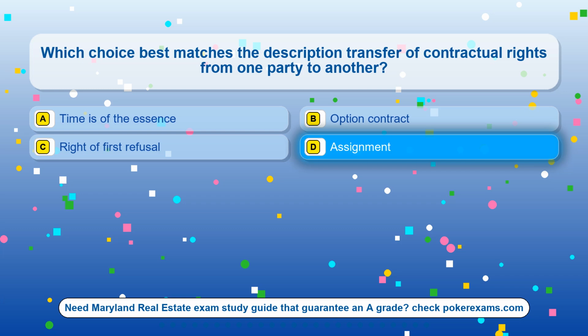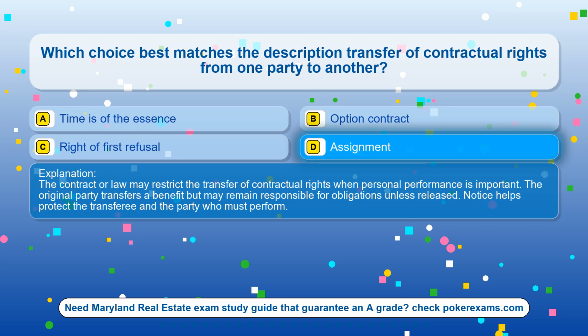The correct answer is option D, assignment. The contract or law may restrict the transfer of contractual rights when personal performance is important. The original party transfers a benefit but may remain responsible for obligations unless released. Notice helps protect the transferee and the party who must perform.